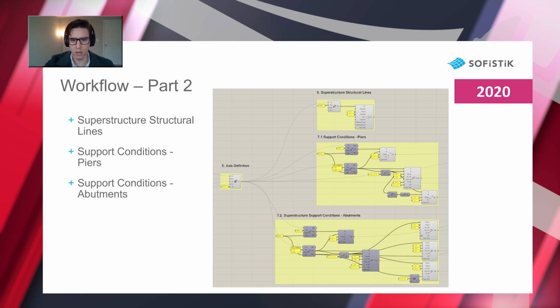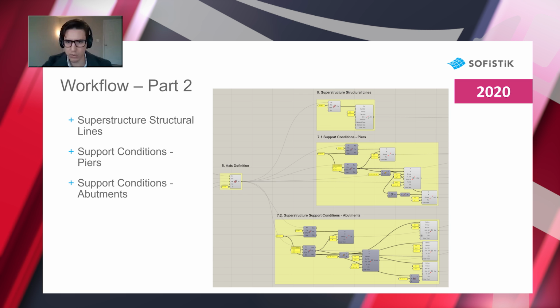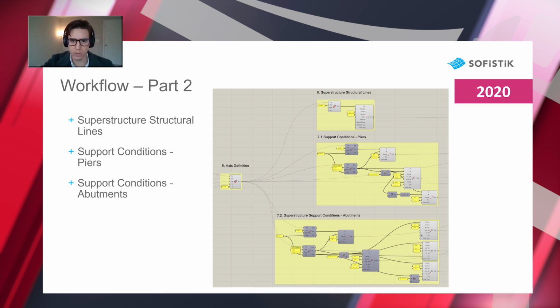Then we are defining our support conditions. We use a special component called evaluate section, and it basically allows us to slice a piece of the bridge at a certain station and extract a cross-section point at that slice, for example, top center. So I can start grabbing these points at a certain location and define my support conditions, my springs, my couplings, all these things that are needed for the analytical model.